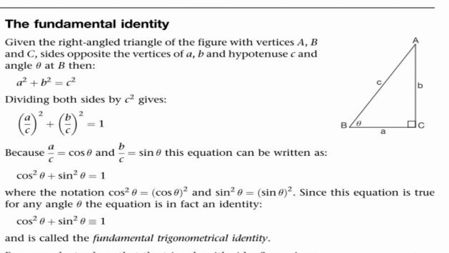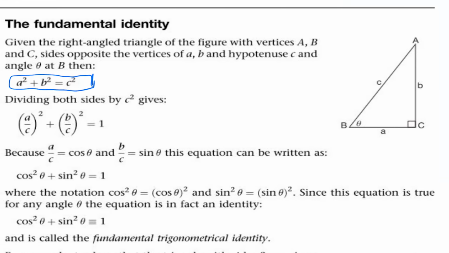So let's get started. The fundamental identity: given the right angle triangle of the figure with vertices A, B and C, sides opposite the vertices of A being hypotenuse C and angle theta at B, then A squared plus B squared is equal to C squared. This is basically just going over Pythagoras' theorem again.